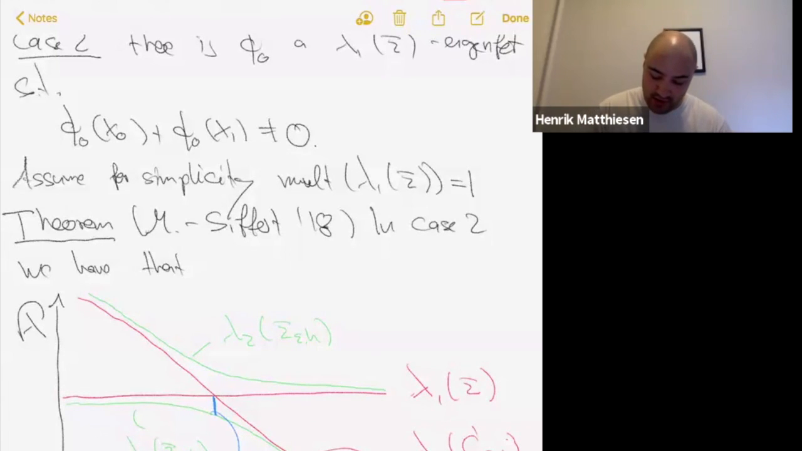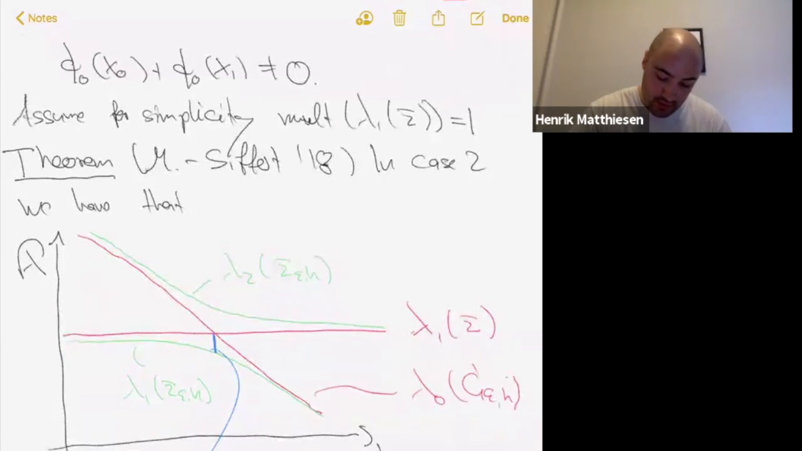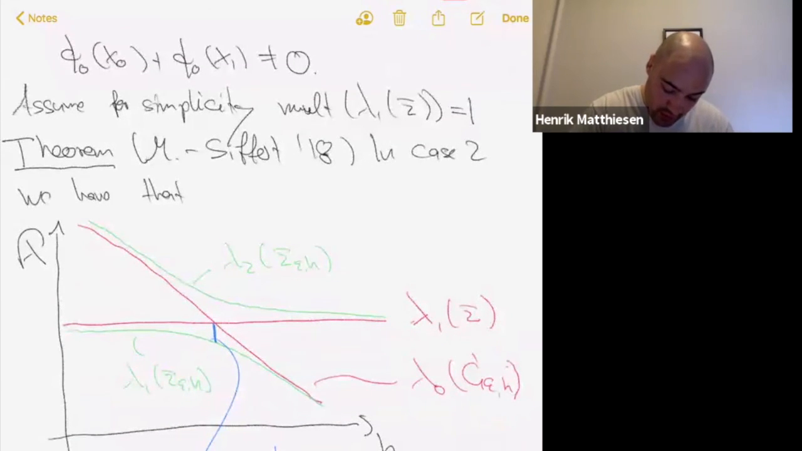Which implies that lambda 1 of this surface, if I multiply by the area, actually goes strictly below the lambda 1 of sigma in that regime. So there's no way you can prove the theorem in that regime. So let me put here the point where they intersect. Let's call this point H lower star. So there's no hope, at least for these parameters near H star, to prove that theorem.